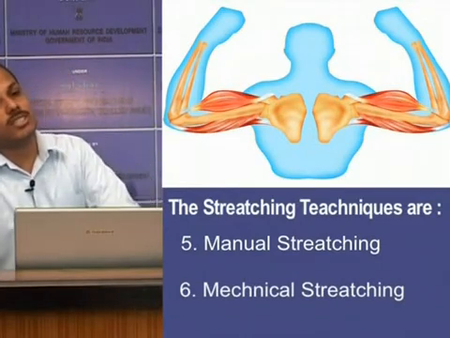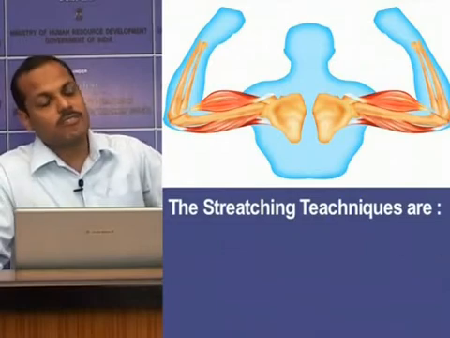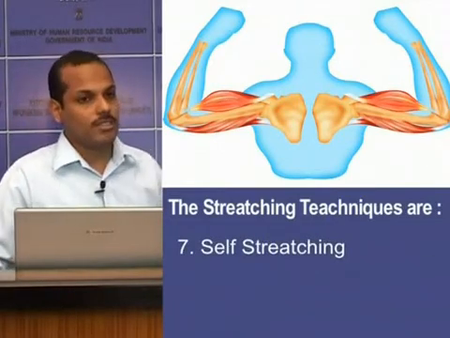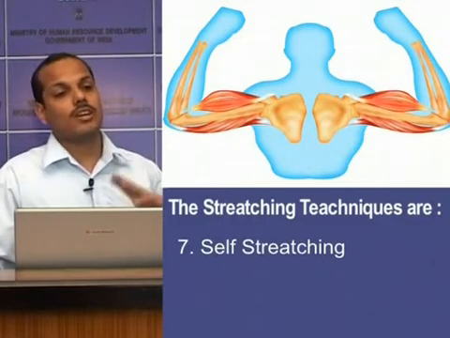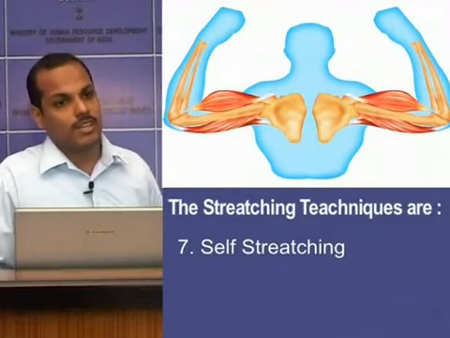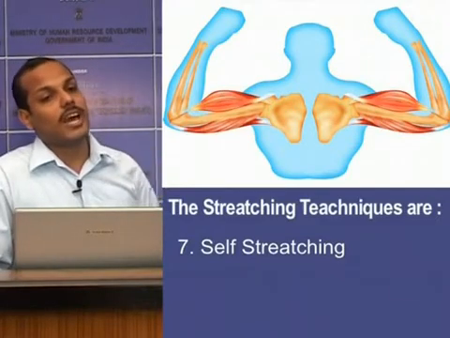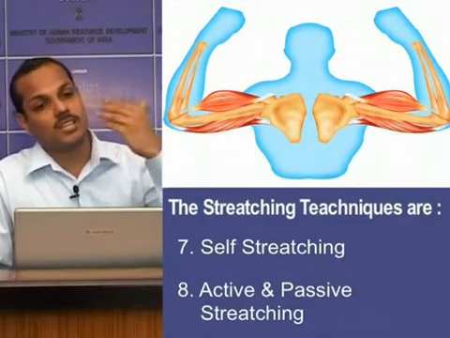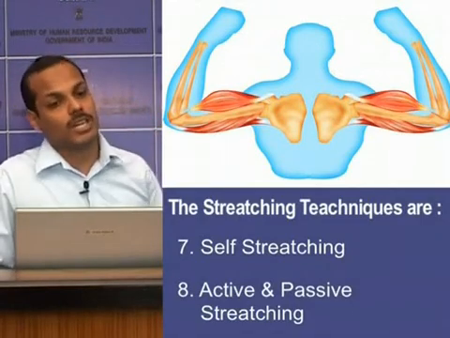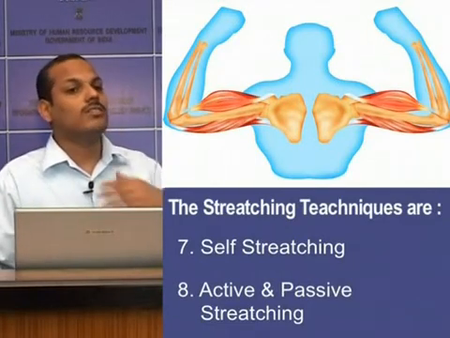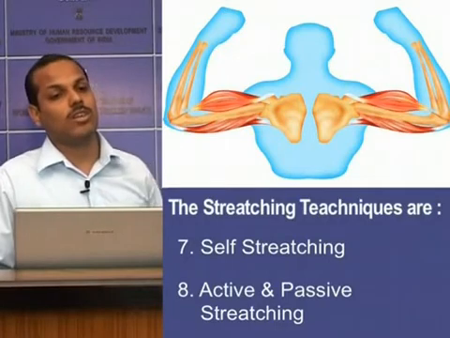Now the next type of stretching is self-stretching. Self-stretching means the person stretches himself. If the person stretches himself, this is known as self-stretching. Now the other types of stretching are active stretching and passive stretching. Passive stretching, we can say, is manual stretching or mechanical stretching, and active stretching is actually a self-stretching technique.